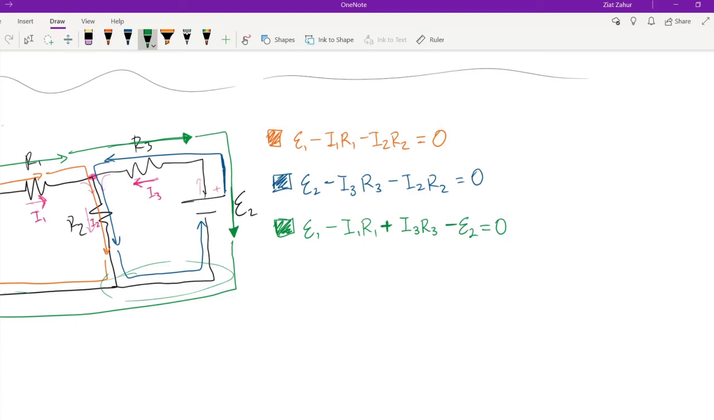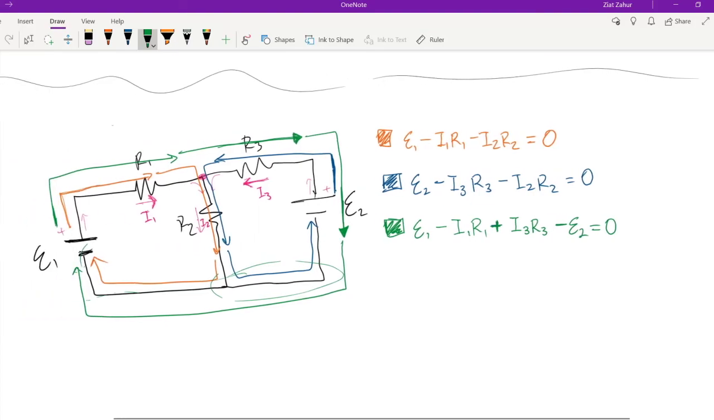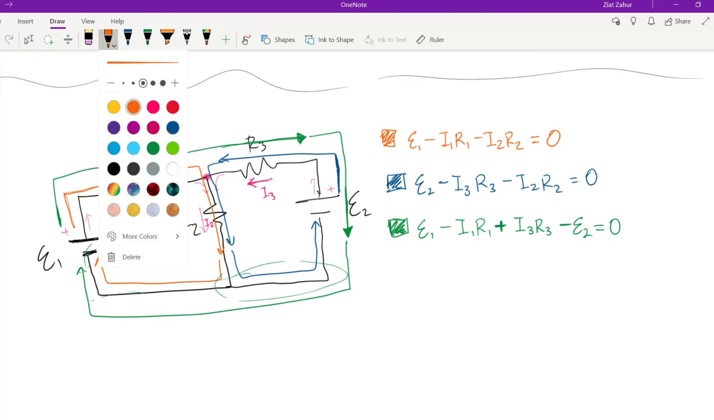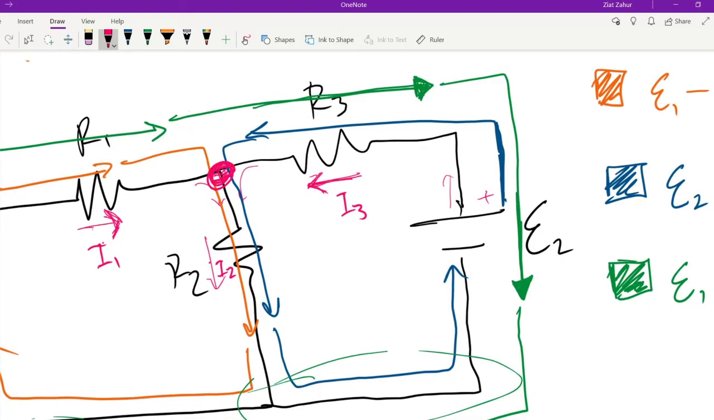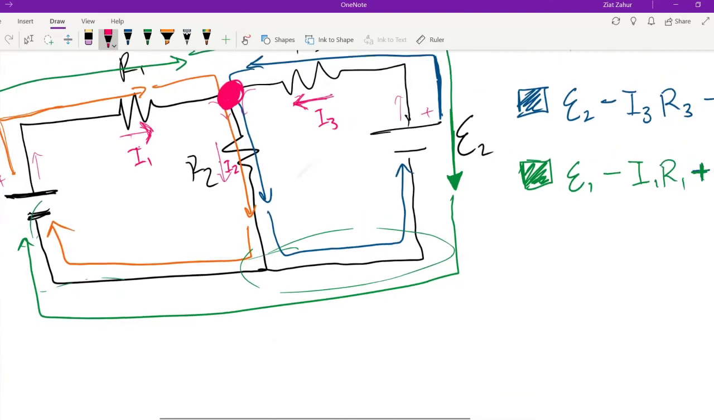All right. But always add on the junction rule. Don't just do the loop rules. That's not enough. Always write down the junction rule. So let's do a junction rule. Any critical points that you might notice? I would say this is a critical point right here. Okay, what is happening at this junction?